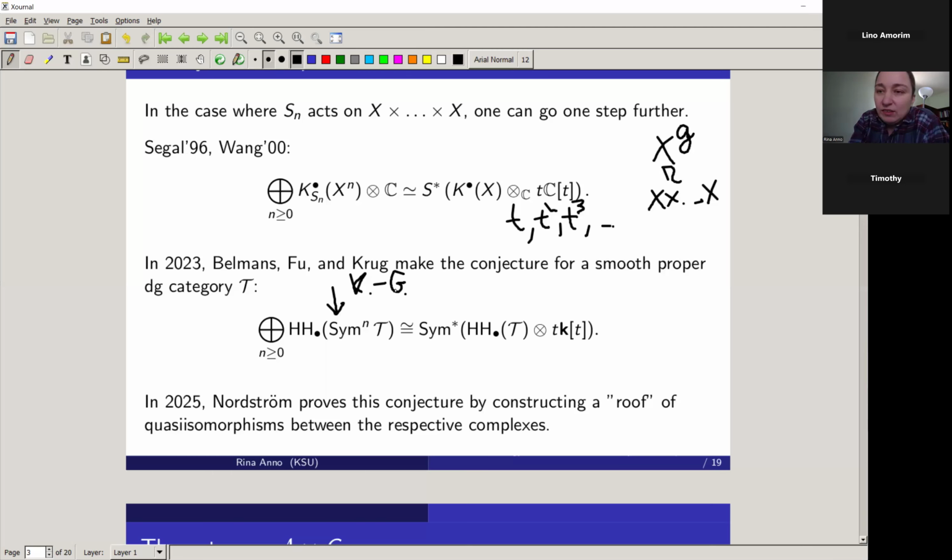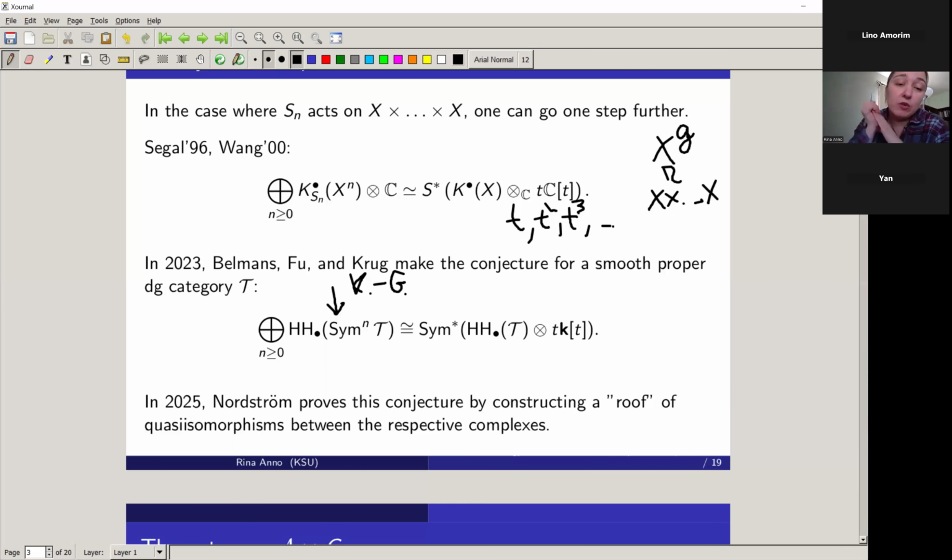Sorry, Rina, just a second. This is important. When we talk about the nth symmetric power of T, we're really talking about Sn-equivariant T. We're talking about the smooth stack, not about the singular quotient. And a smooth stack is already, in some sense, a resolution of singularity. Okay, good point. Thanks, Timothy.